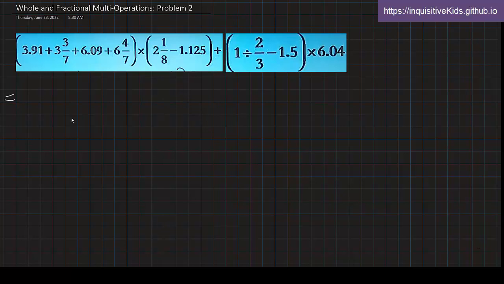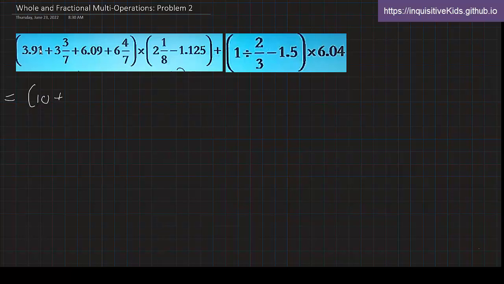Let's first look at the first one. We have 3 and 3.91 and 6.09. Those are the decimals. And we have 3 and 3/7 and 6 and 4/7. Look at these two mixed numbers. Their fractional parts add up exactly to one whole, 7/7. And their whole parts, 3 plus 6, is 9. 9 plus that one whole is 10.